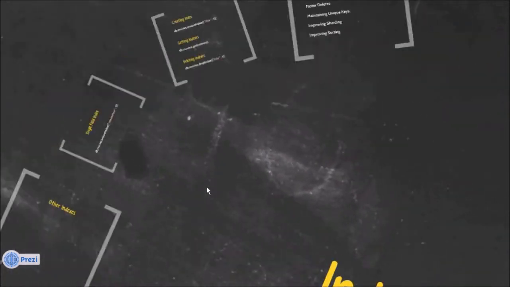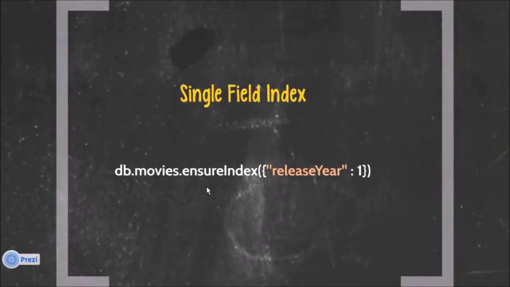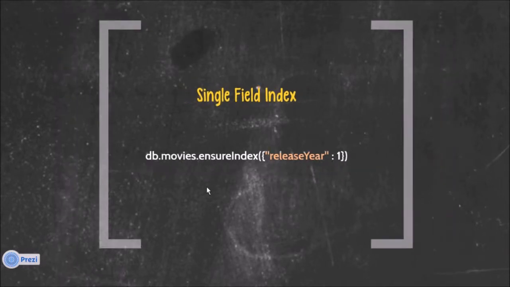The next index is a single field index. This index is what we have seen so far throughout all our examples. This is the index when you use a single key to set an index on.